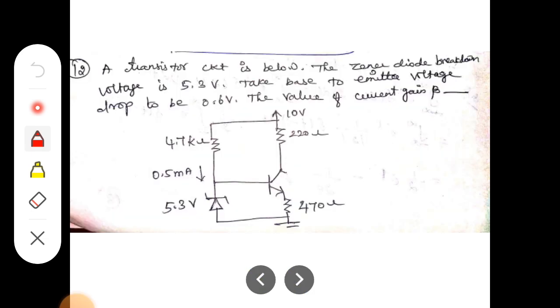The first problem: a transistor circuit is shown below. The zener diode breakdown voltage is 5.3 volt. Take the base to emitter voltage drop to be 0.6 volt. The value of current gain beta is? So we want to calculate the beta value. They provided the zener diode breakdown voltage 5.3 volt and the base to emitter voltage drop VBE is 0.6 volt. So we want to calculate the current gain of the transistor, beta.